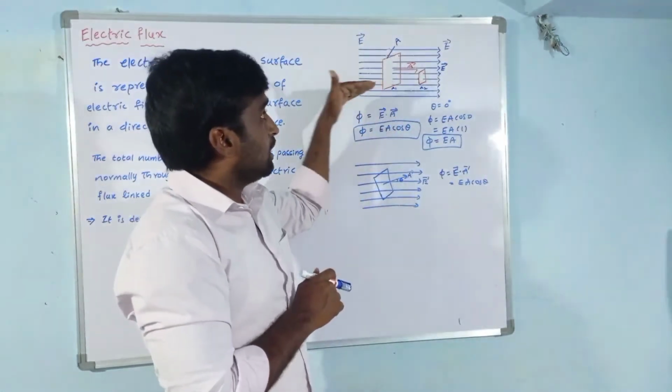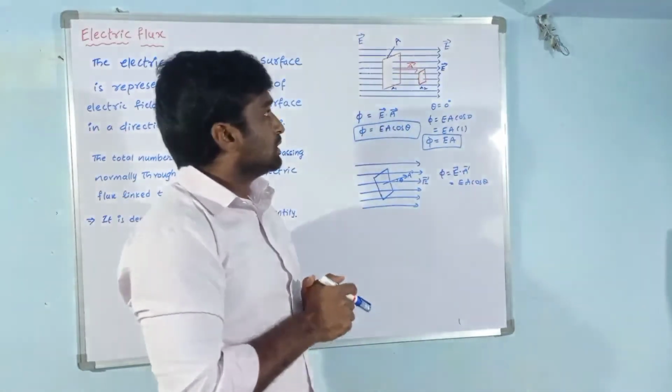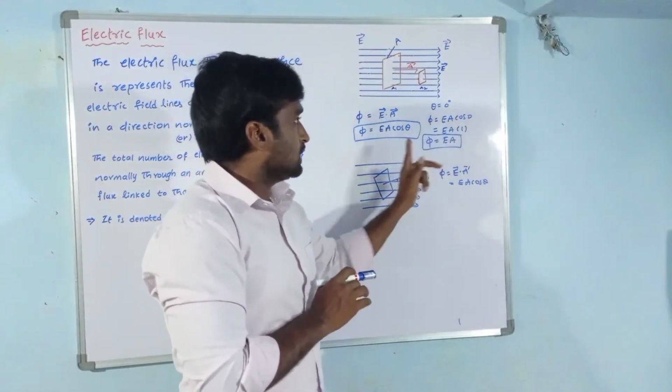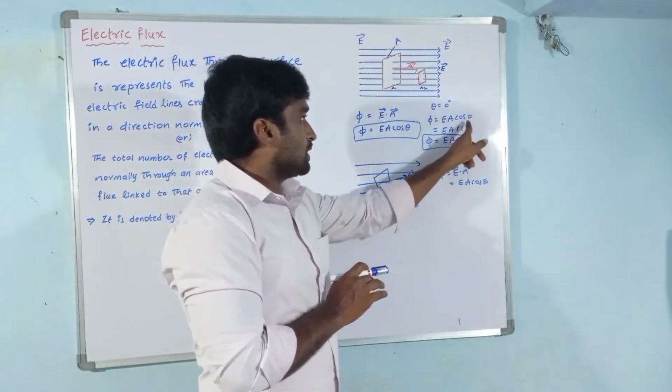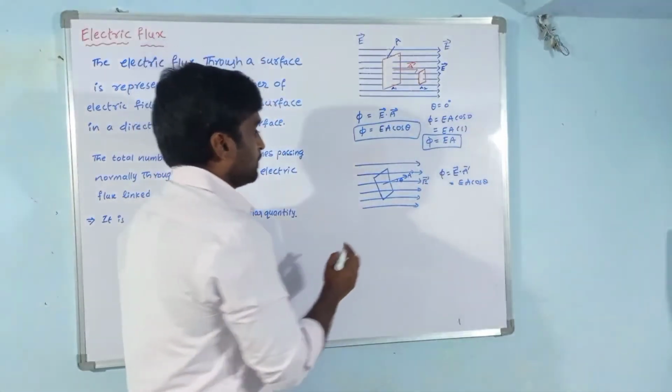In that condition, the area vector is parallel to the electric field lines. So in that case, the angle is 0. Then phi is equal to EA cos 0, that is EA. So what is cos 0? It is 1. Phi is equal to EA. Okay.